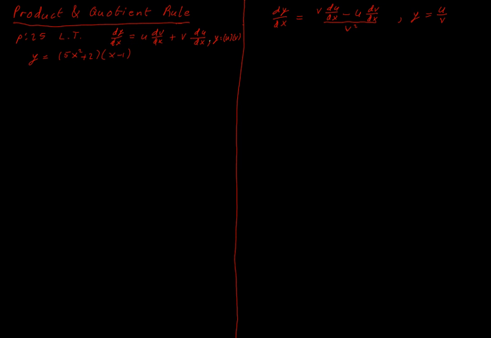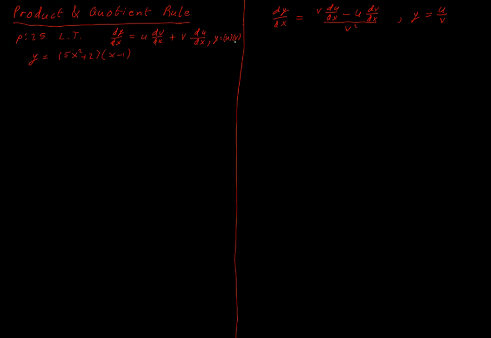So I have my two rules written up here, and we find them on page 25 in our log tables along with the rest of our differentiation rules. Anytime we see differentiation, we immediately open up page 25 in our log tables. And the rules are here.